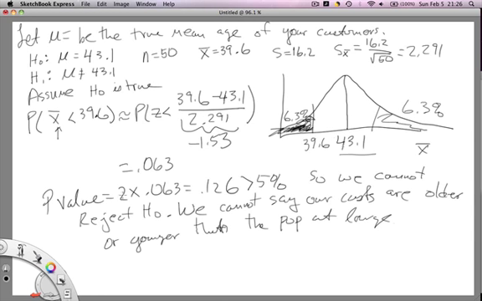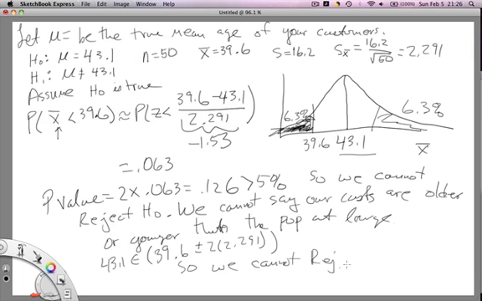We're also asked to use the confidence interval approach, so let's go do that. Confidence interval approach says take 39.6 plus or minus, call it 2 standard errors, 2 times 2.291. And this is going to cover the true parameter. So note that 43.1, if you work this out, is contained in this interval. So we cannot reject. And you can write everything you just wrote up above.